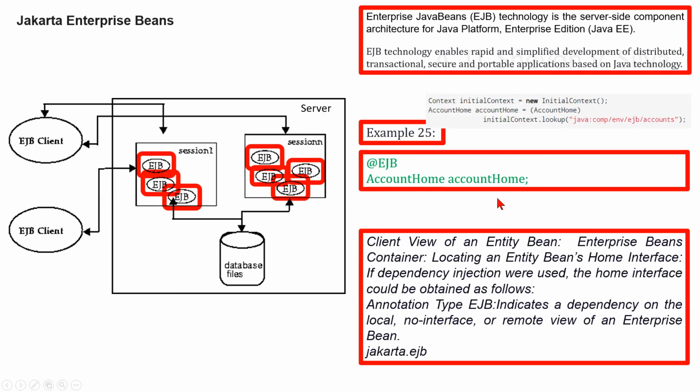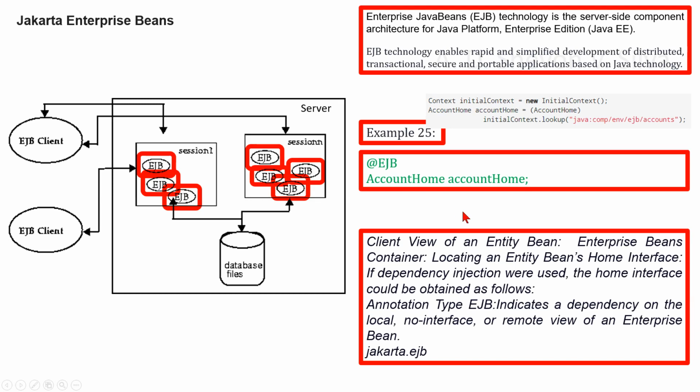Now we are considering locating an entity bean's home interface in enterprise beans container in client view of the entity bean. If dependency injection is used, the home interface could be obtained as follows. Annotation type EJB indicates the dependency on the local and no-interface or remote view of an enterprise bean. This is in the package Jakarta.ejb.